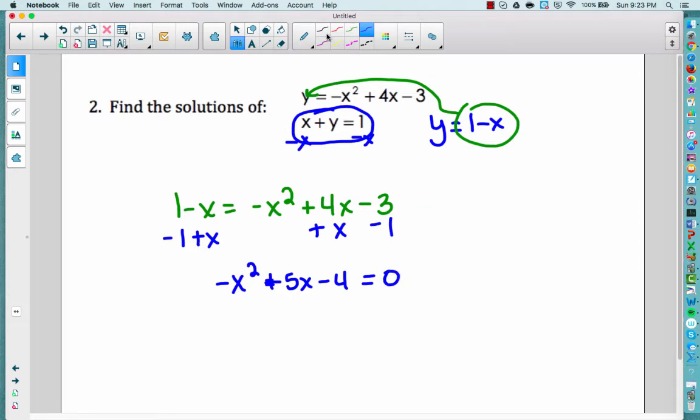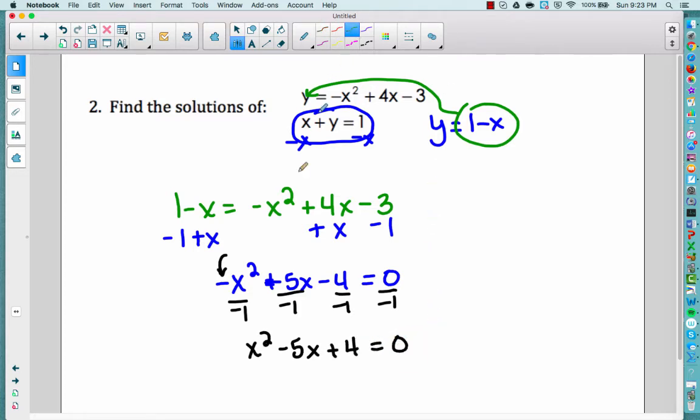All right, so normally I would solve by factoring, but really I don't want to factor because that's got a negative in front of it. So I wanted to divide that guy out. So I'm going to divide every term by negative 1, and that's going to flip the signs for me. But it's going to make that x squared positive.